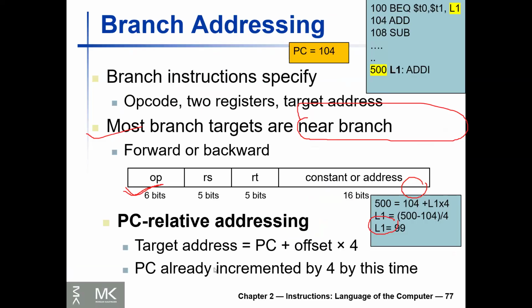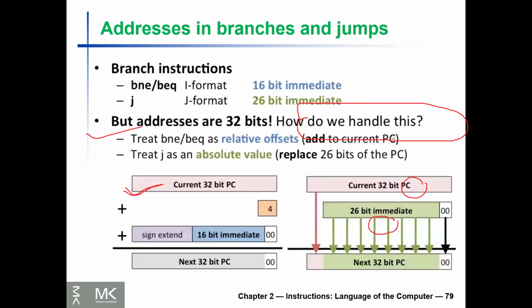So we will use this, because it is I format, and for I format we have this formula. So we are going to use this formula now: target address is equal to PC plus offset into 4. So let's calculate the value.